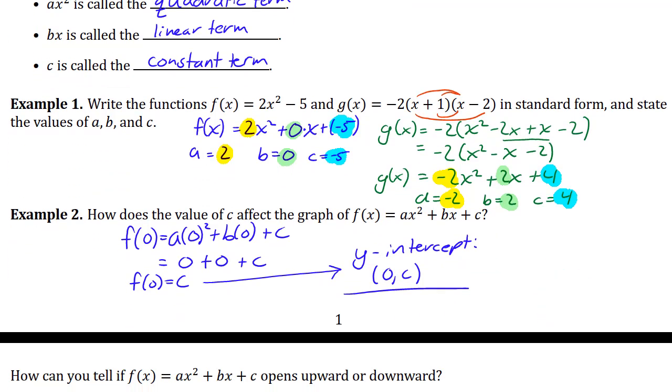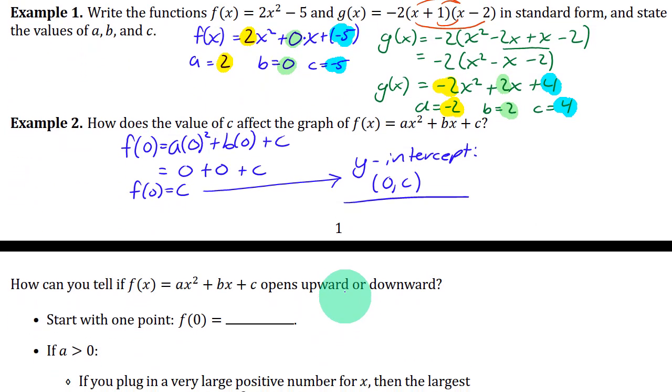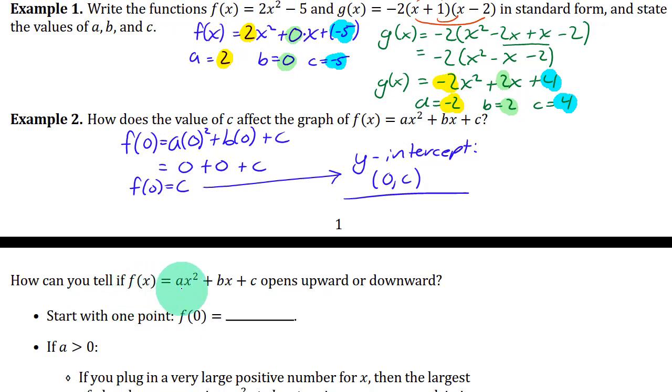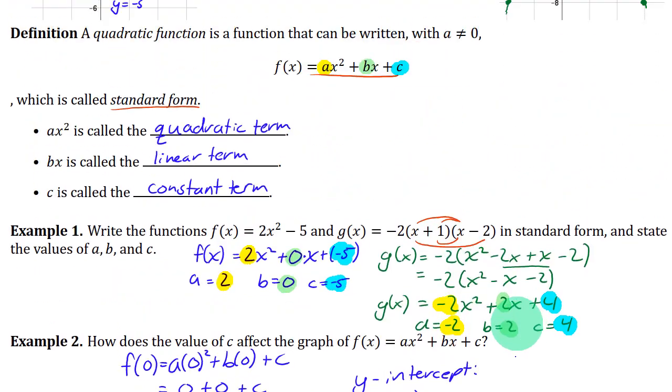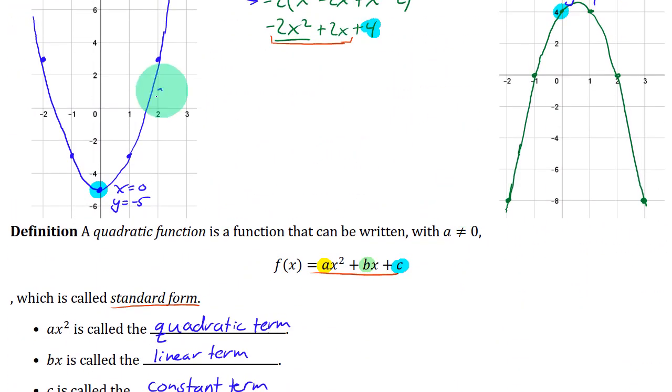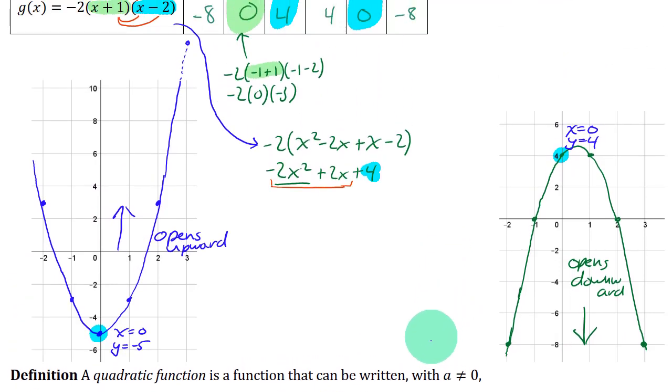Okay, so now let's talk about, on the next page here, how can you tell if f of x equals ax squared plus bx plus c opens upward or downward? So let's look at this one. This one opened upward. This one opens downward. Like the opening is on that side. Here the opening is on the top side. So that's what we mean by that.